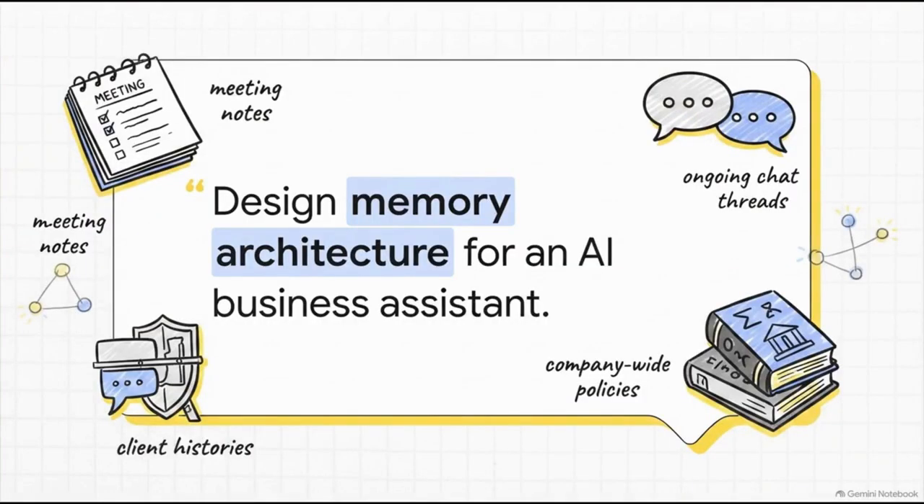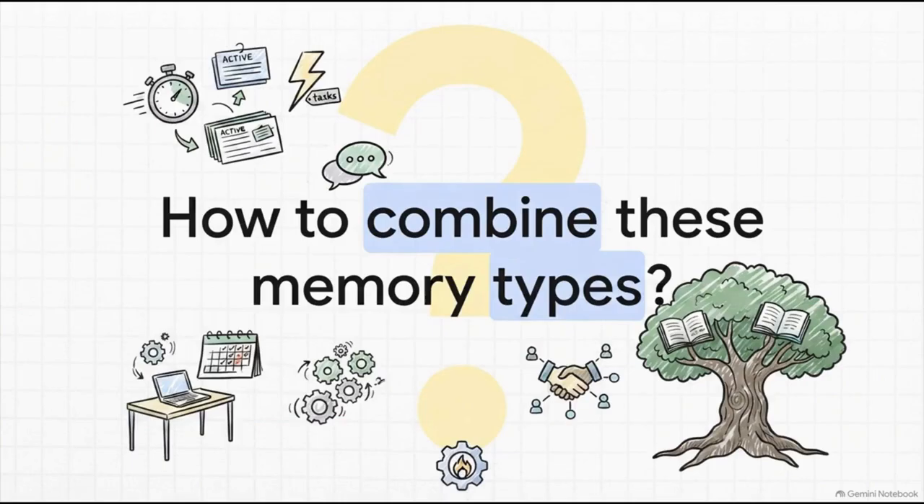Okay, this is the ultimate test of everything we've just unpacked. Project Design Memory Architecture for an AI Business Assistant. You see, we aren't just memorizing terms today. You are actually functioning as an architect. Think about it. An AI business assistant needs to juggle meeting notes, client histories, ongoing chat threads, and dense company-wide policies all at the exact same time. It's the whole shebang.